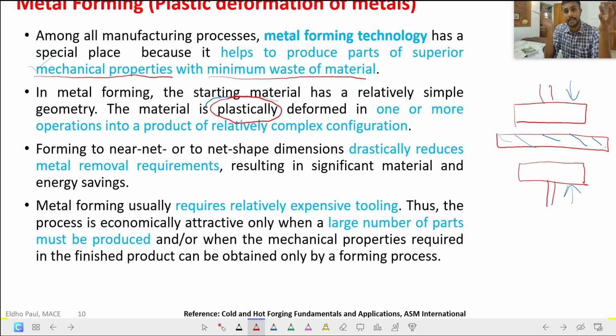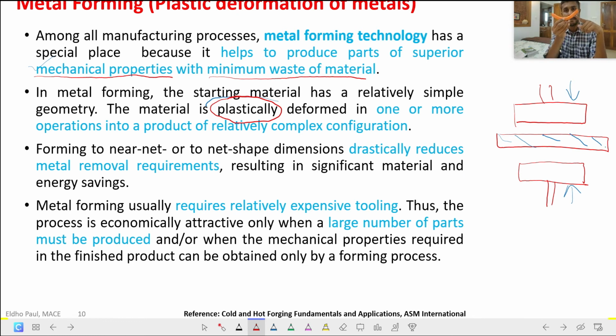When we do elastic deformation, for example, consider this raw material. When I do elastic deformation, that means I apply a stress within the elastic limit. Within the elastic limit, when I release the load, what happens? The material comes back to its initial state. So there will not be any permanent deformation on this material when I apply a stress within the elastic limit. But when I apply a stress greater than the yield strength of the material, what happens? After release of the load, there will not be any recovery.